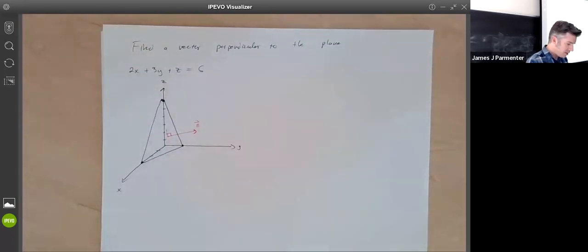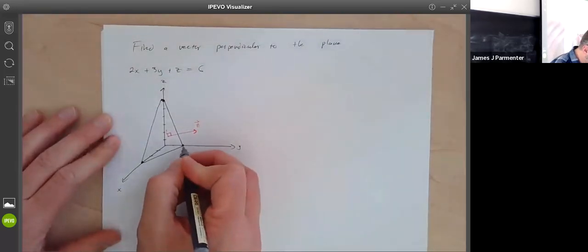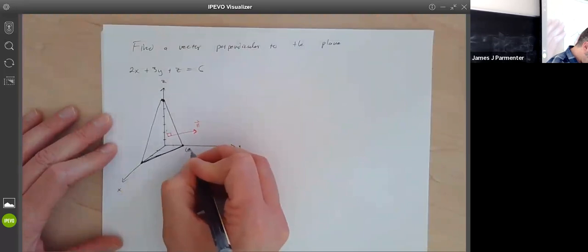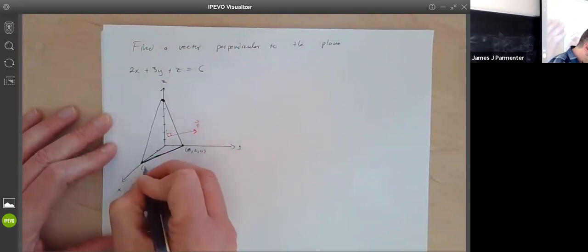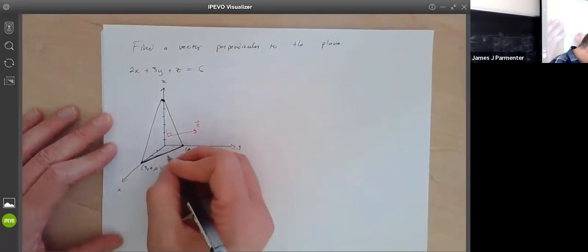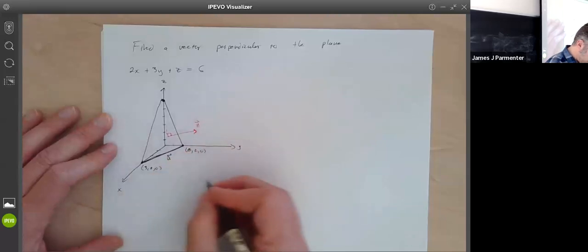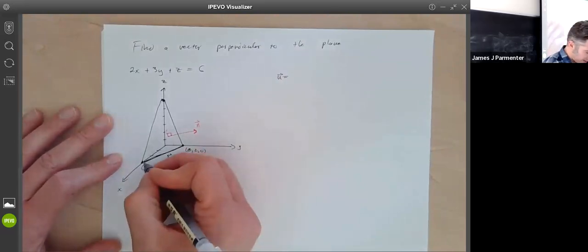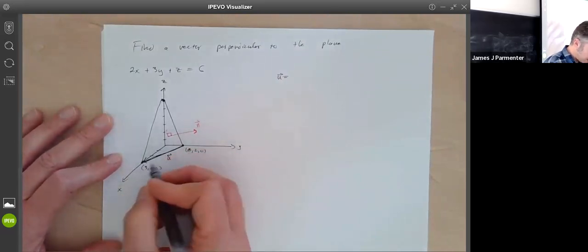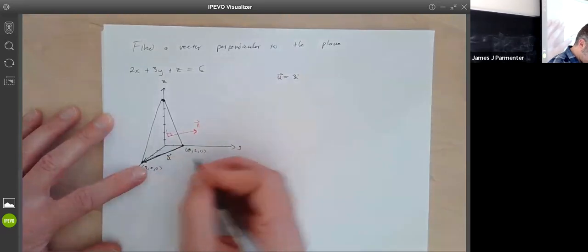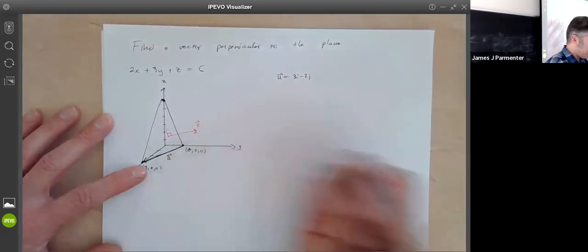So let's think about how to do this. Here's what we're going to do. We're going to take two vectors in the plane. So here's a vector that starts at the point 0, 2, 0 and ends at the point 3, 0, 0. Let's call that vector u. It doesn't really matter which way we go, but I decided to go this way. It's always your end point minus your beginning point. So u is going to be 3 minus 0 i, 0 minus 2 j, and 0 minus 0 k. I'm not going to write the k part.